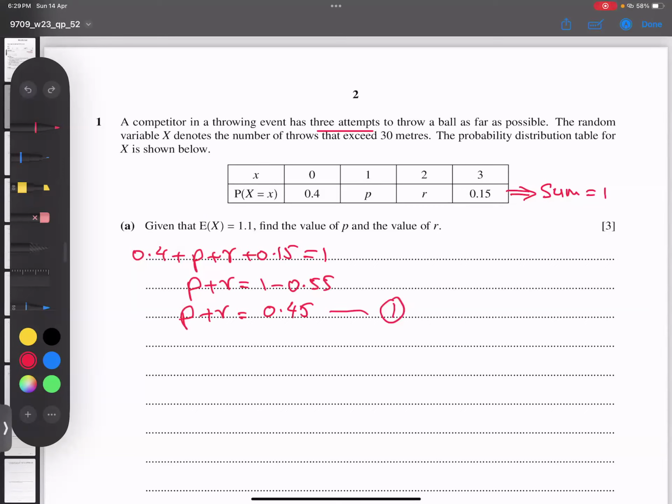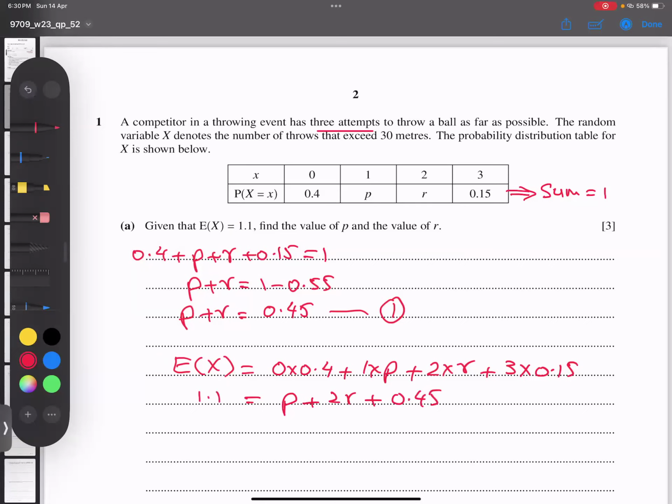You know, it's called the mean, E of X. What is the basic formula of E of X? Let me write it for you. The E of X formula is multiply, multiply, multiply, multiply, and add them all. So 0 into 0.4, plus 1 into P, plus 2 into R, plus 3 into 0.15. So this is P plus 2R plus 0.45, and E of X is given as 1.1.